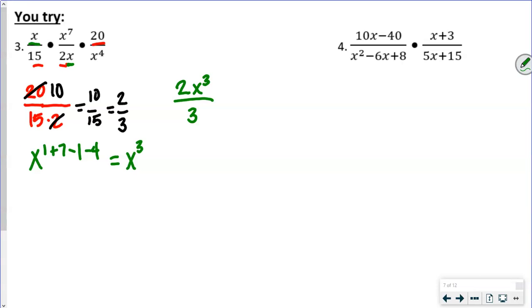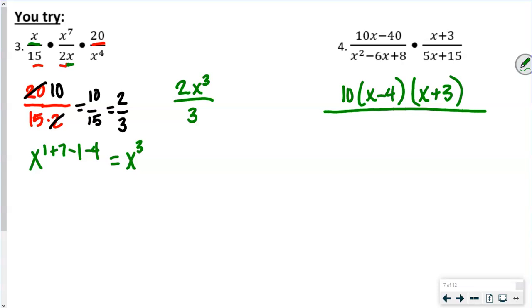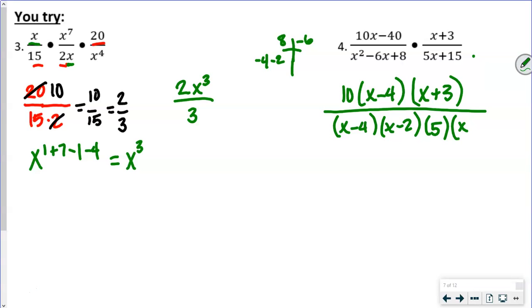So here, I'm going to go ahead and factor this. We got a 10, right? And that's going to be x minus 4, because 10 is a factor of both 10 and 40. And then we've got our x plus 3. Then here, what are the factors of 8 that add up to be negative 6? I'm pretty sure that would be minus 4 and minus 2. So this is going to be x minus 4 and x minus 2. And then what about this one over here? Yep, hopefully you see it's a 5 is the GCF, right? Times what? X plus 3.